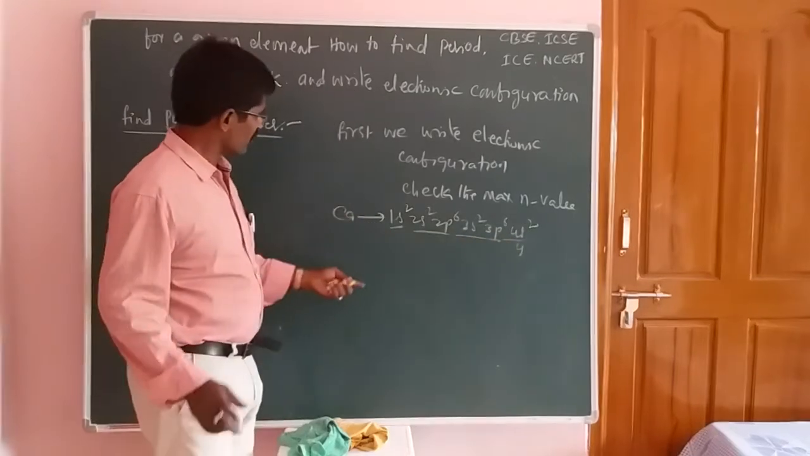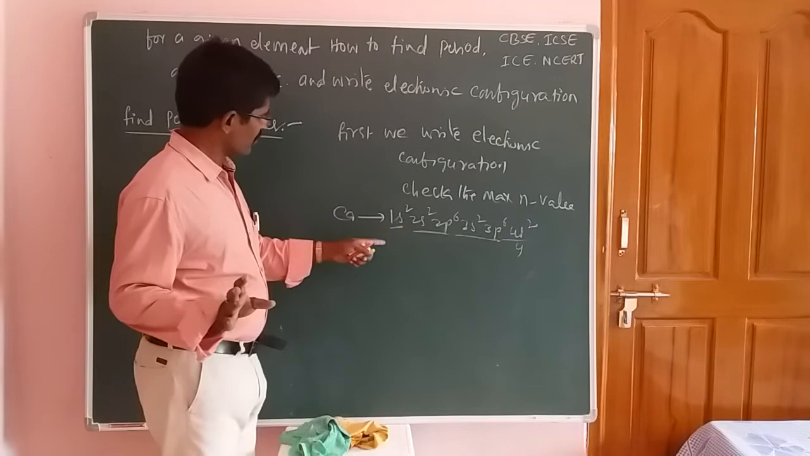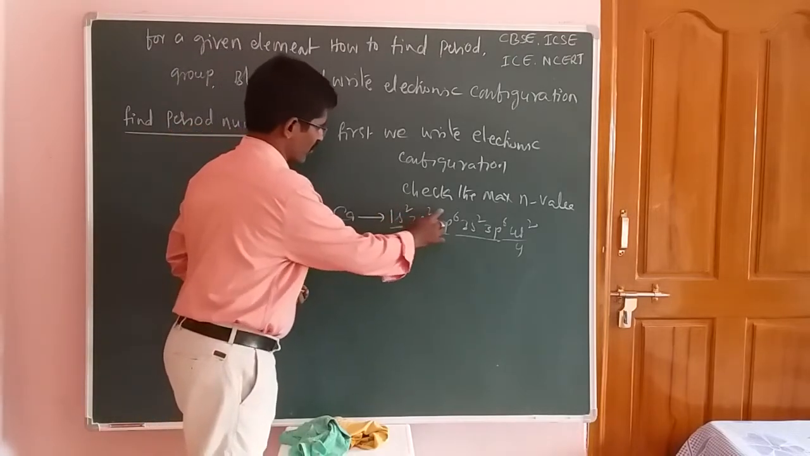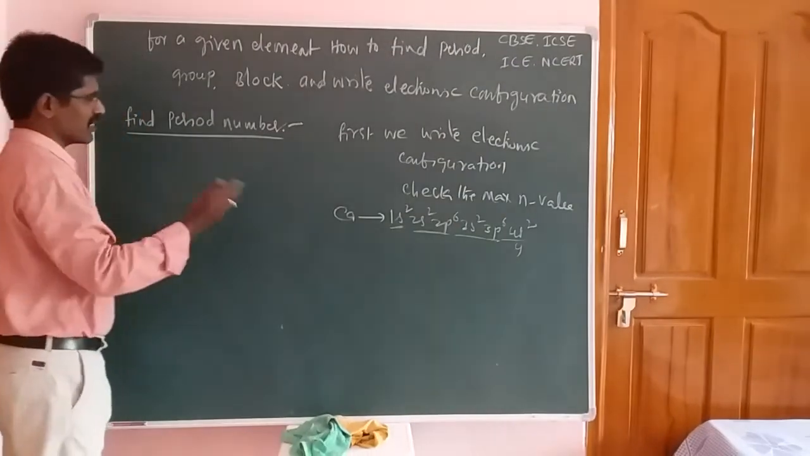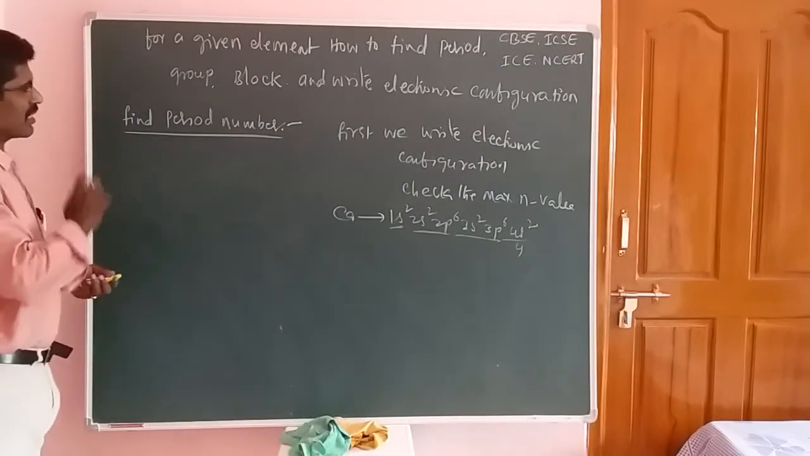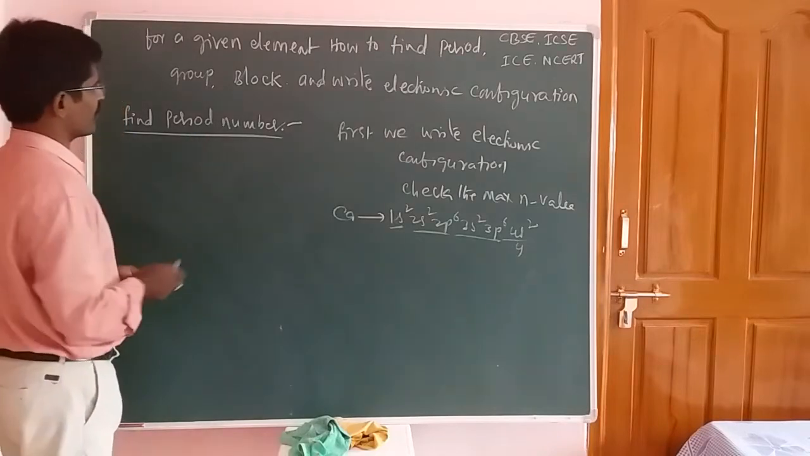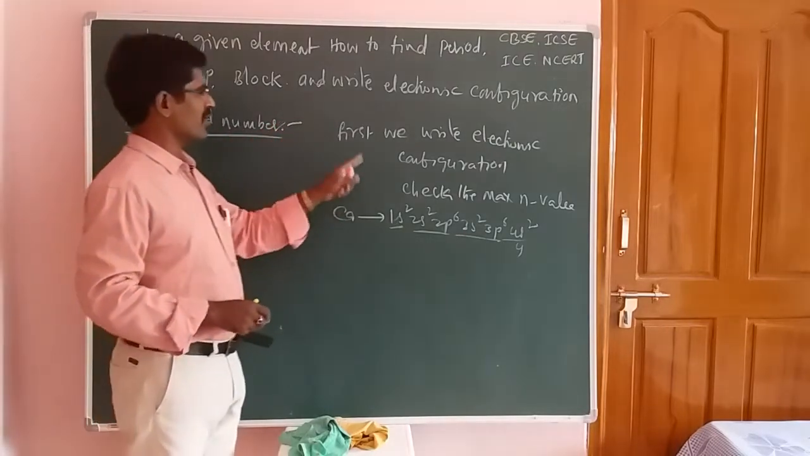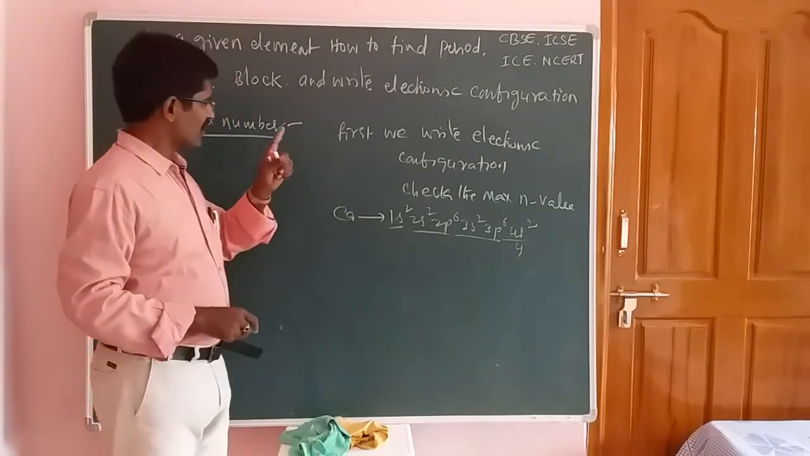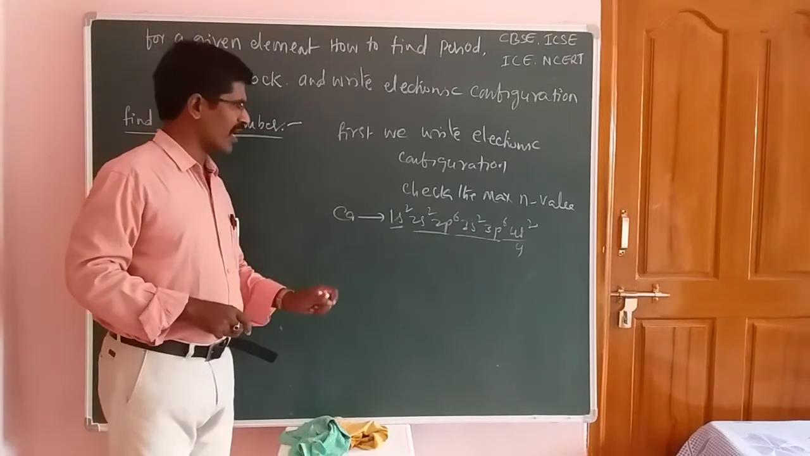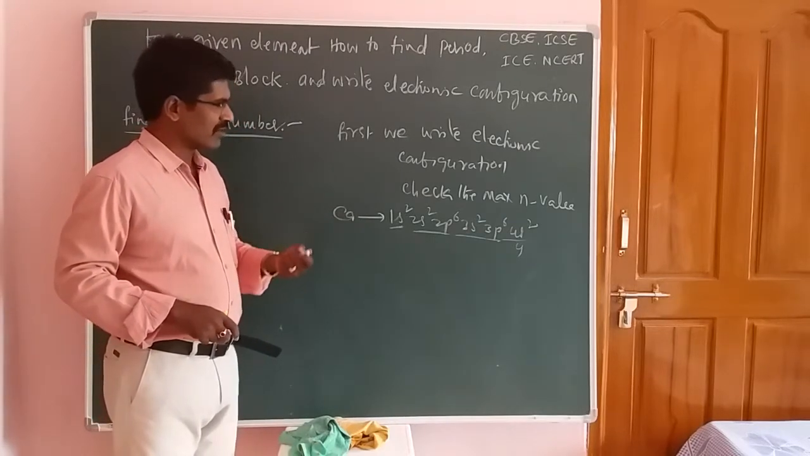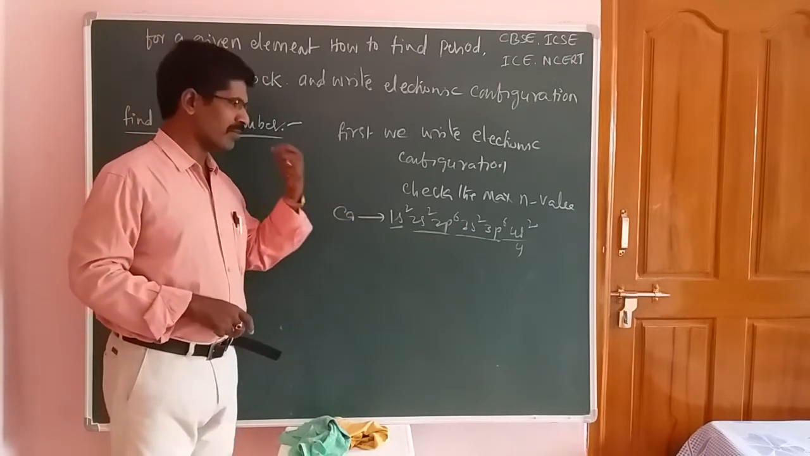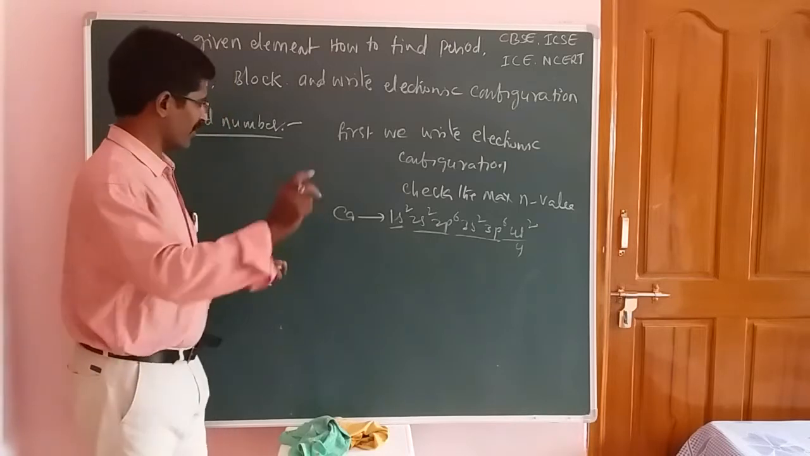Okay, students, is it clear now? It is complete enough, students. 2 plus 2, 4, 10, 20, clear, students. That means it is right or wrong. My question is right or wrong. So by using this one, find the period number. First of all, you have to write the electronic configuration, then check the maximum n value, where the electrons are entered into the last shell. That last shell is called the maximum principal quantum number value, students. So it will be over.